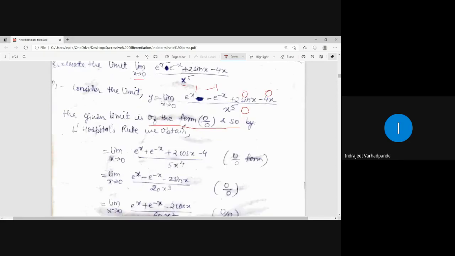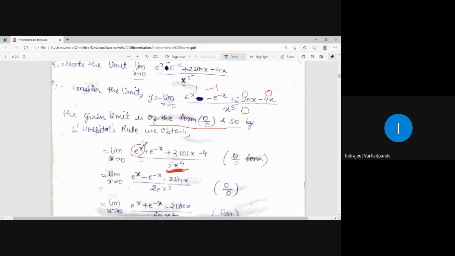So by L'Hospital's rule, what will you be doing? You will be differentiating, calculating the derivative. Unless and until this x is removed from the denominator, your answer is going to be of the form 0 by 0. So go on taking the differentiation.